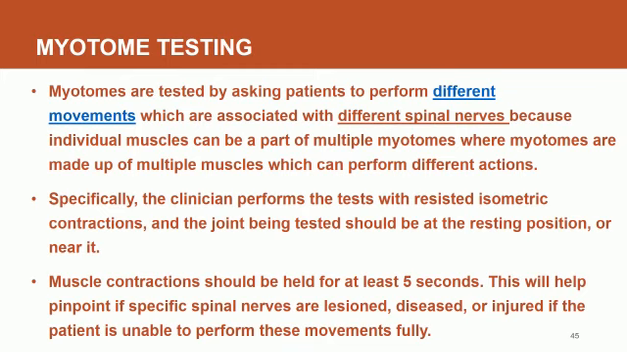The clinician performs the test with resisted isometric contractions, and the joint that is being tested should be at resting position. Muscle contractions should be held for at least 5 seconds. This is very important. And this will help you to pinpoint if specific spinal nerves are lesioned, diseased, or injured if the patient is unable to perform these movements.